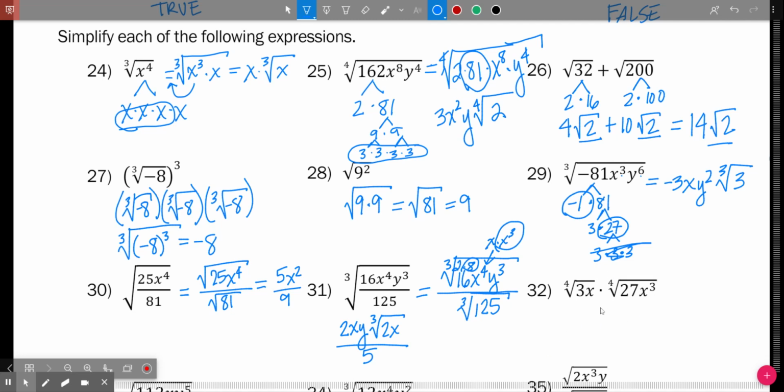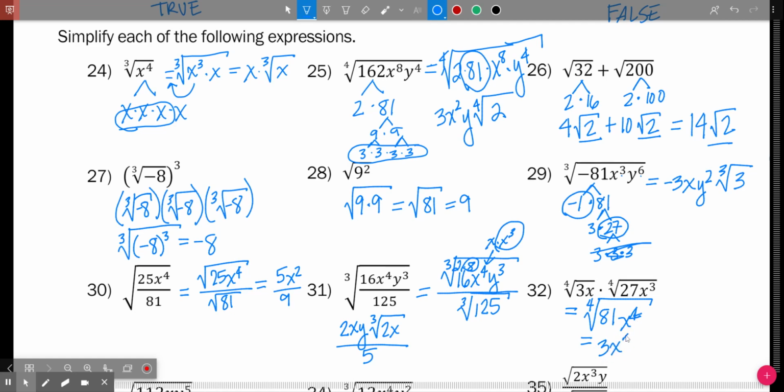In number 32, we're multiplying two radicals together. Independently, they are not able to be simplified because we're taking the fourth root of each one. But using the product rule, if I combine them under the same radical, I have 3 times 27 is 81, and x times x cubed is x to the fourth. So by combining them under the same radical, they become a perfect fourth. And this is equal to the fourth root of 81 is 3, and the fourth root of x to the fourth is just x.